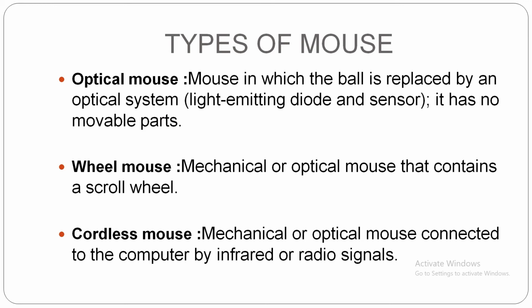Next is the types of mouse. Basically, there are three types of mouse: optical mouse, wheel mouse, and the cordless mouse.